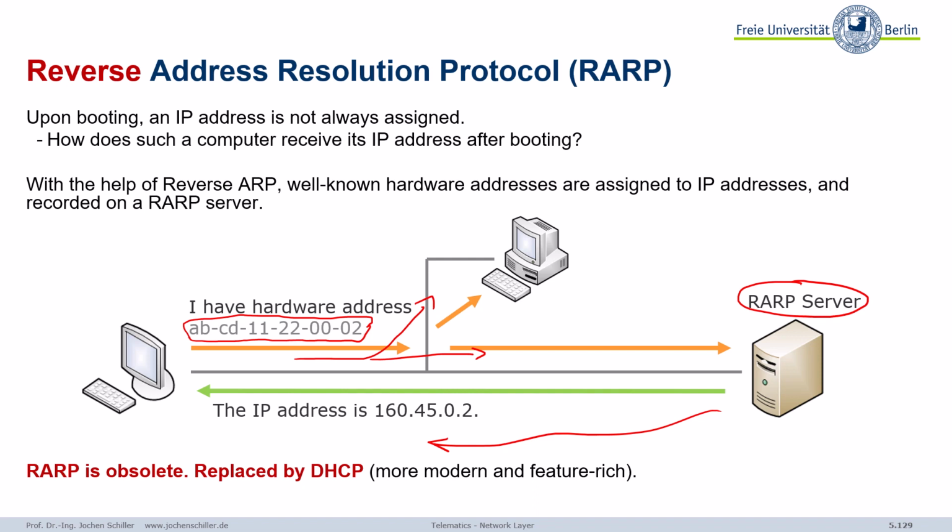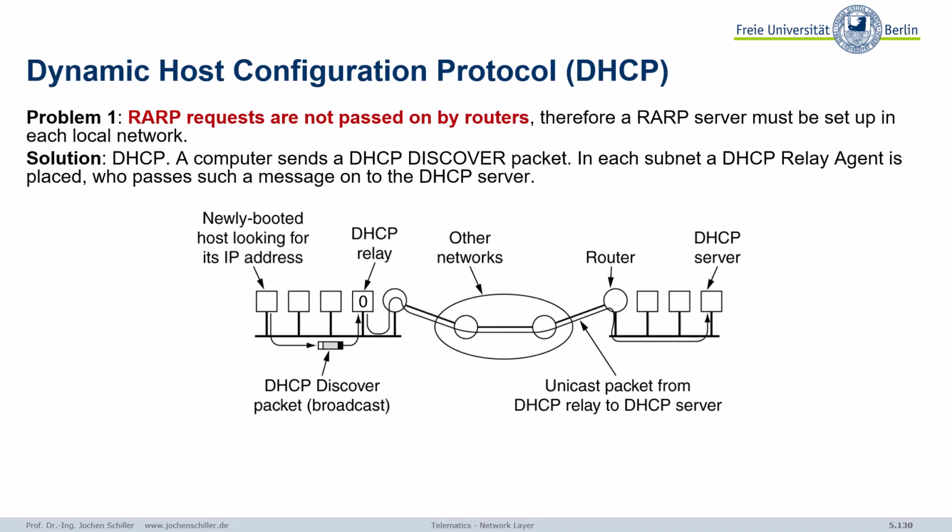One of the problems here again is ARP, reverse ARP. They use layer 2 broadcasts. Routers do not forward these. So if you have such a simple solution, you always need someone to answer within this local area network. So you have to have your reverse ARP server in the local area network. So what is the solution here?